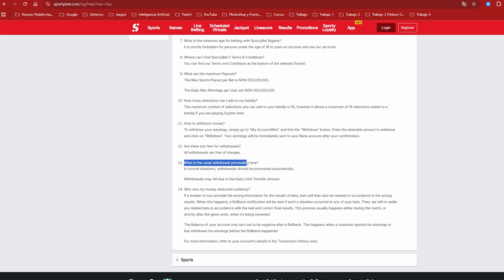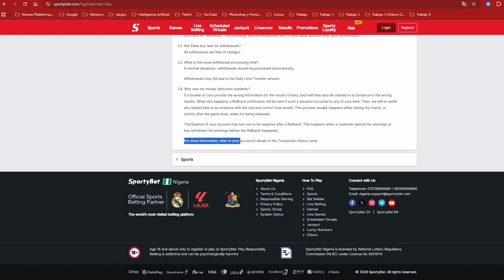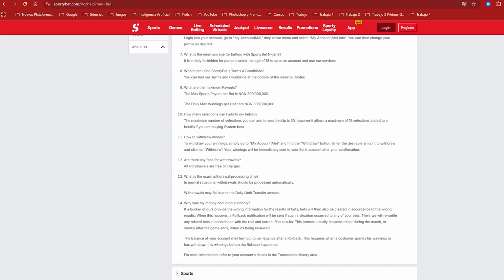What is the usual withdrawal processing time? In normal situations, withdrawal should be processed automatically. Withdrawal may fail due to the daily transfer limit amount. And well, for more information, refer to account detail in the transaction history area. This is all the process.